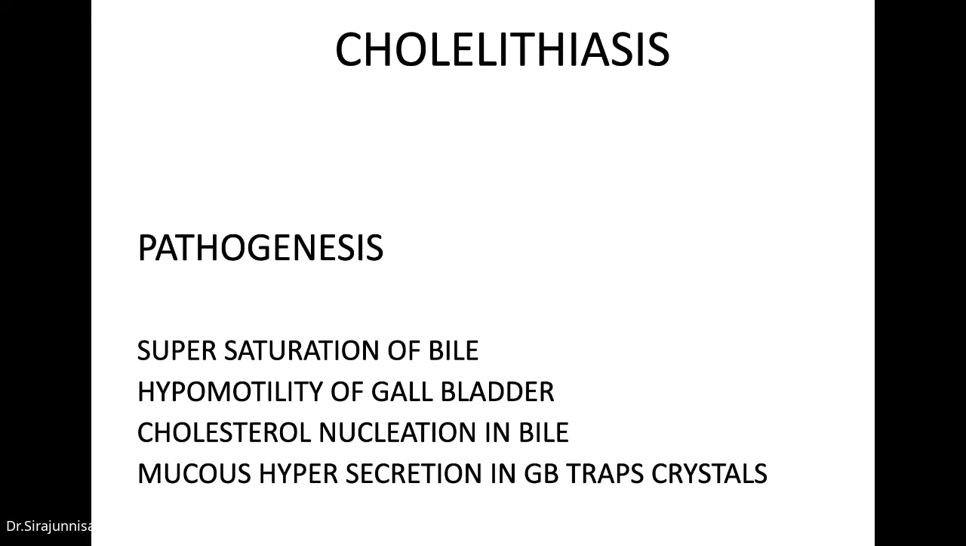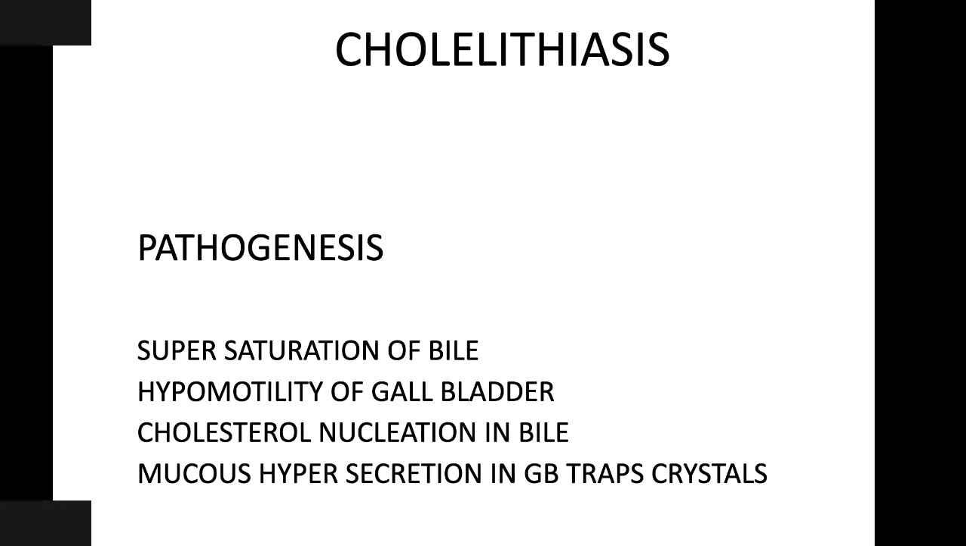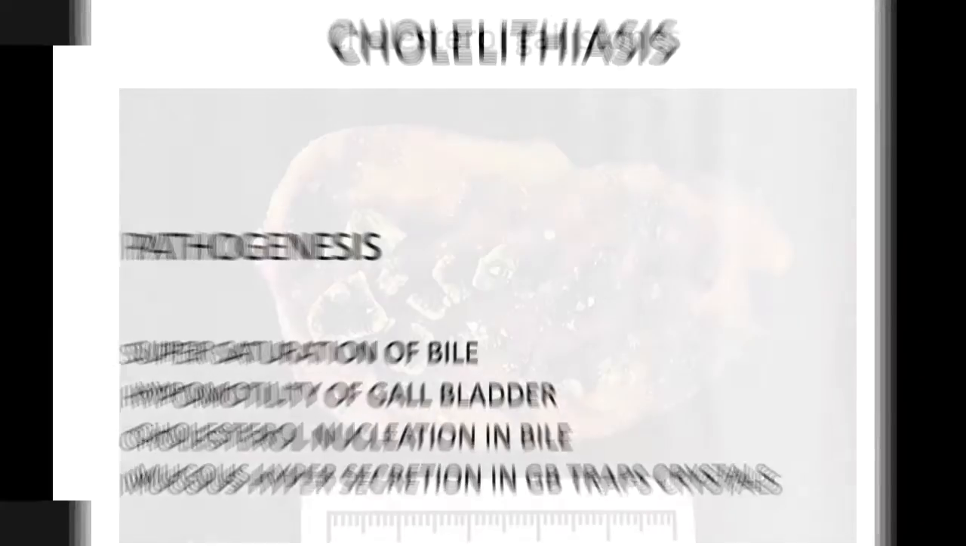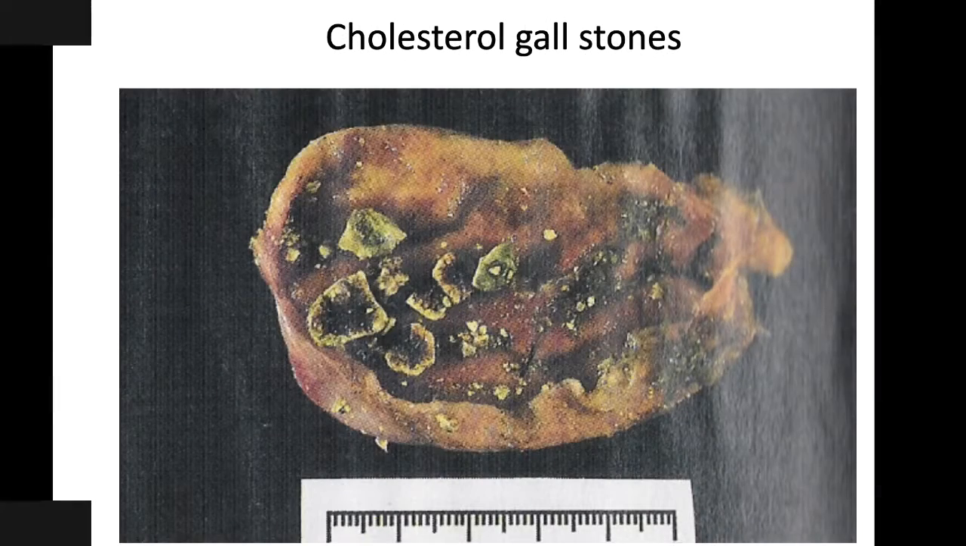Most commonly, it may be due to chronic hemolytic anemias like hereditary spherocytosis, thalassemias, and sickle cell anemias. Precipitation of this bilirubin with calcium salts forms pigment stones. In underdeveloped countries, these stones form due to infections with Ascaris, Opisthorchis sinensis, and E. coli, which promote deconjugation of bilirubin glucuronide.